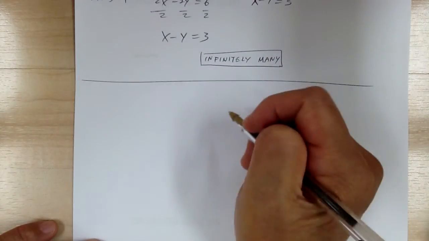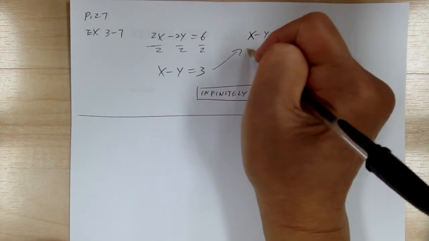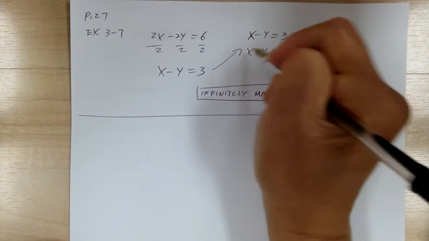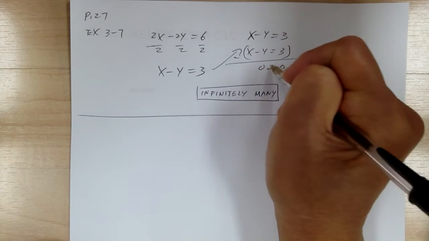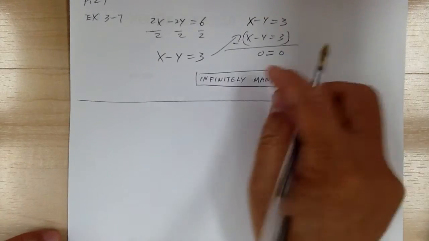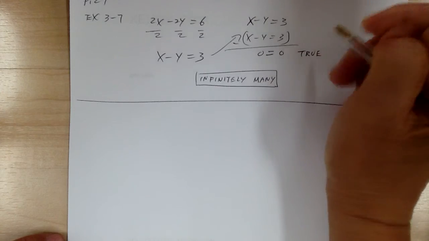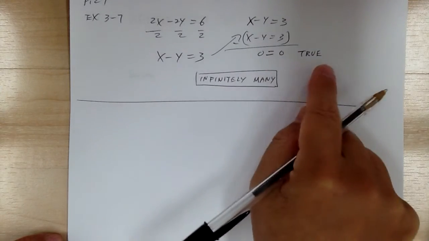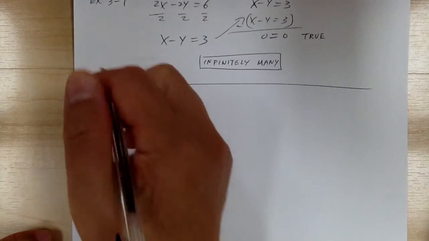So again, if you want to go further, what you do is put it under here, and then you subtract. You're going to get 0 equal to 0, which is always true. So that means no matter what x and y are, it's always true. So they have infinitely many solutions.